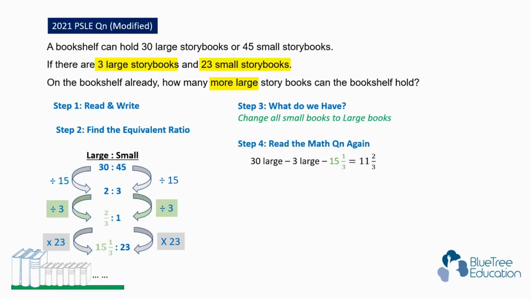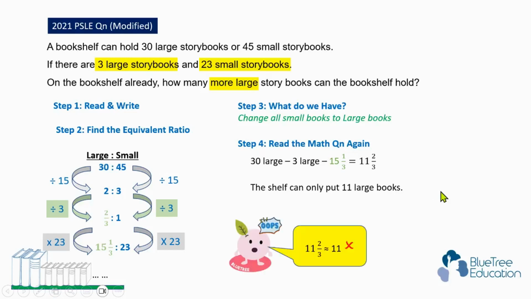The next part is where the children are just required to write that the shelf can put 11 large books. Okay? All of you will just say, so what's the big deal? What am I supposed to take note of? Well, this is the part. If any children write 11 and 2/3, or round down to 11, your child is going to get penalized 1 mark. So from the entire question, minus 1 mark.